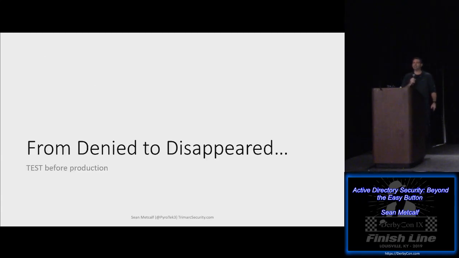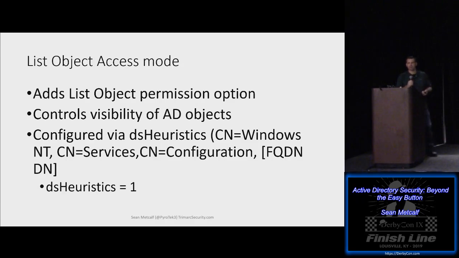But what if we could just get rid of that entirely? What if we could hide the whole thing? What if we could cloak the ship? That would be pretty cool. So in AD, there's this thing called List Object Access Mode. Again, this has been around for a while. It adds this new permission option called List Object and controls the visibility on these AD objects.